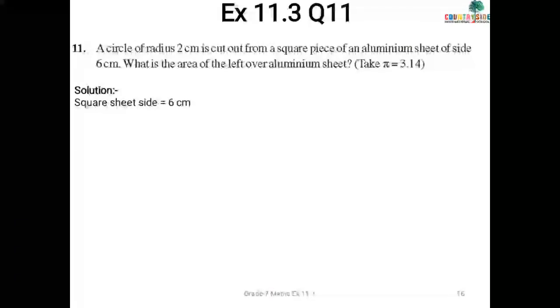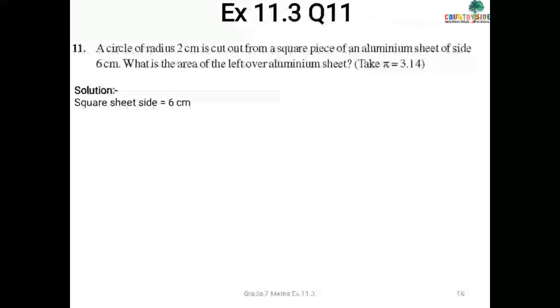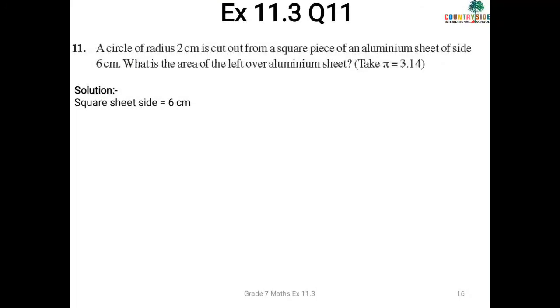So scholars, now let's start question number 11 from exercise 11.3. Now this question is very simple and very interesting. So the question is, a circle of radius 2 centimeter is cut from a square piece of aluminum sheet of side 6 centimeter. What is the area left over?